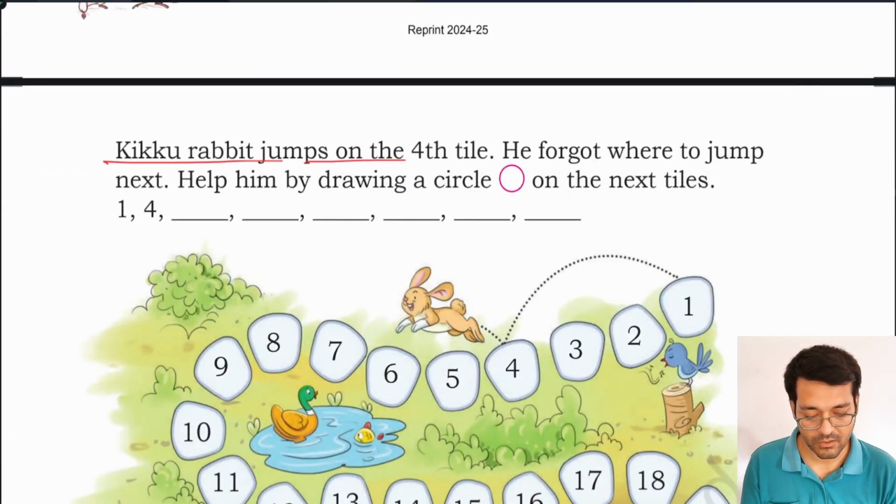Kiku Rabbit jumps on the fourth tile. He forgets where to jump next. Help him by drawing a circle on the next tile.